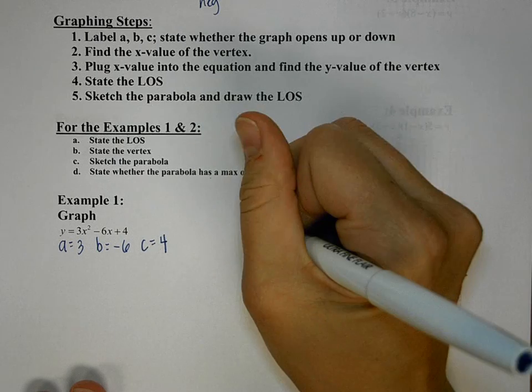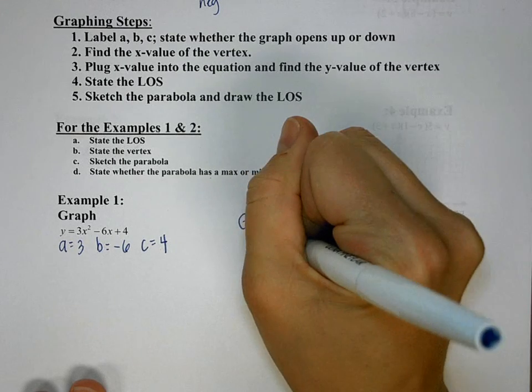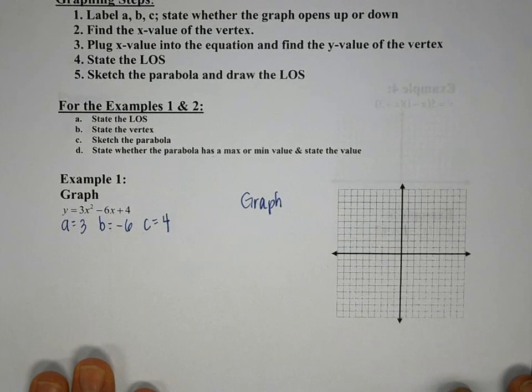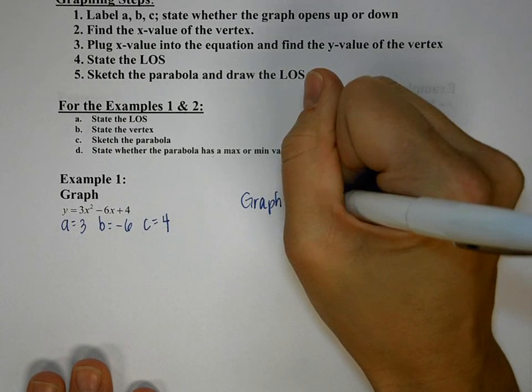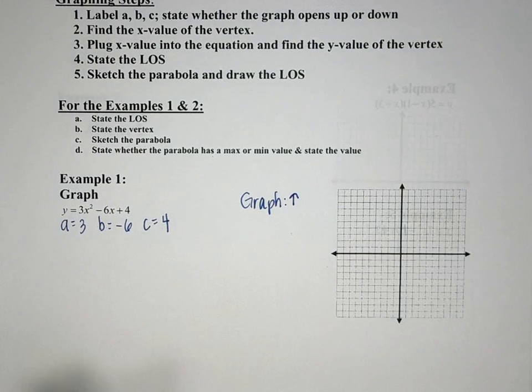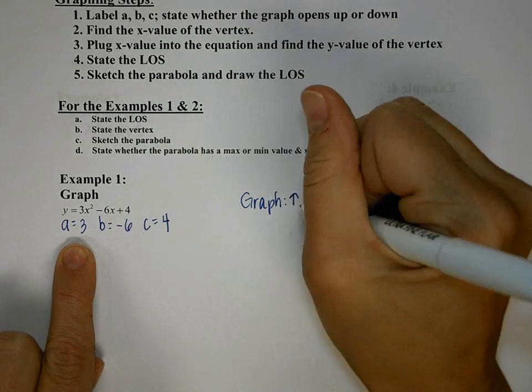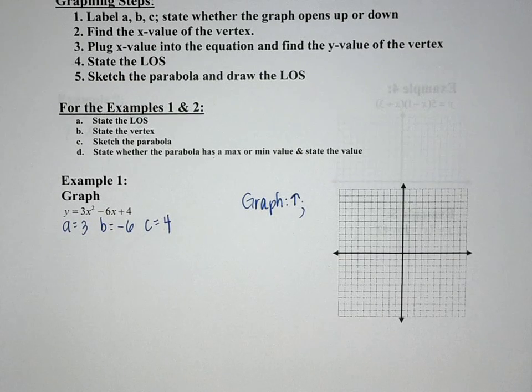Over here it says to state whether your graph is going to go up or down. So which way is my graph going to go? Up. And how did you know the graph is going up? Because your a value is positive. Therefore the graph is going to curve up, which means, does it have a max or a min value?